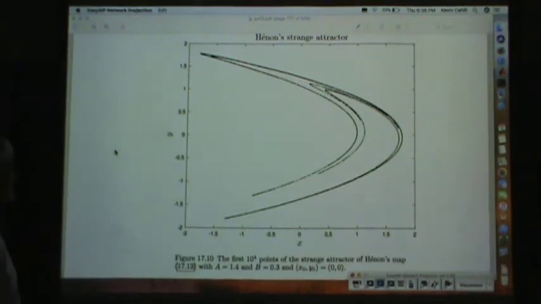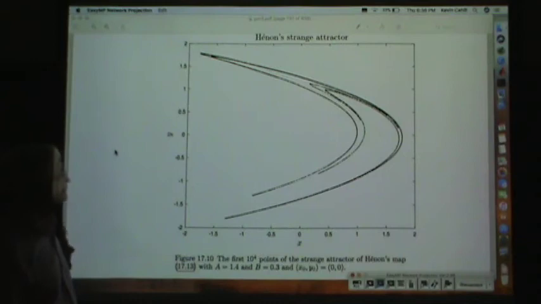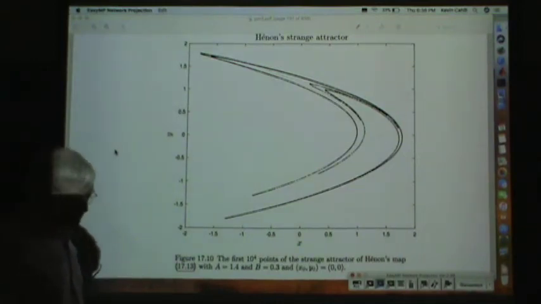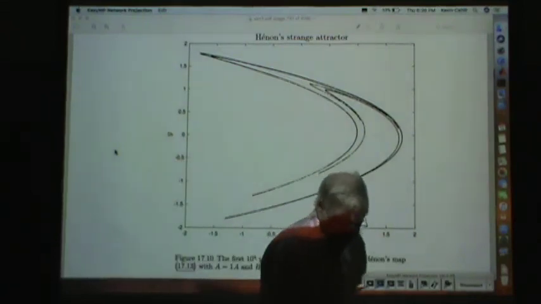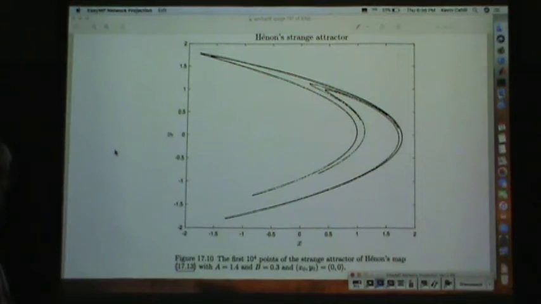Actually, I'm not nuts about this figure. I don't think it's a particularly good figure. I think the other one is more interesting. So this is the first 10 to the 4th points of the strange attractor in those maps.